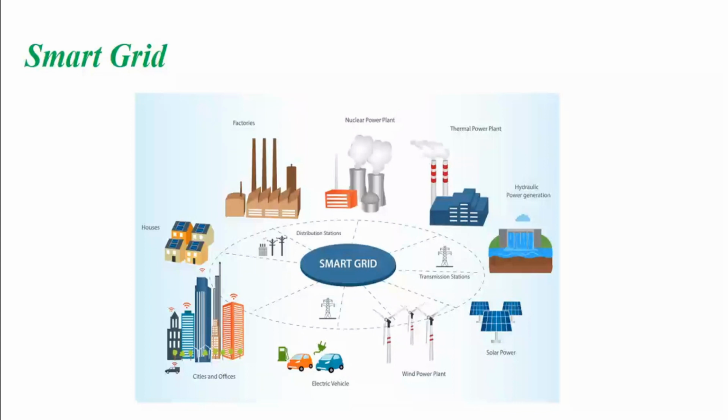Okay, so now coming to our topic, that is IoT. Why is IoT required, and what is IoT? The Internet of Things is a system of interrelated computing devices, mechanical and digital machines provided with a unique identifier and the ability to transfer data over a network without requiring any human to human or human to computer interaction.